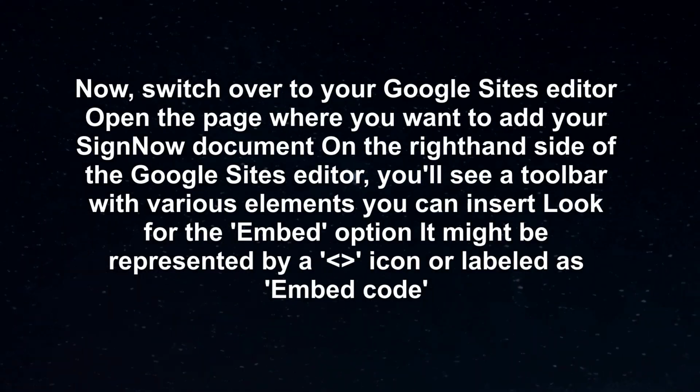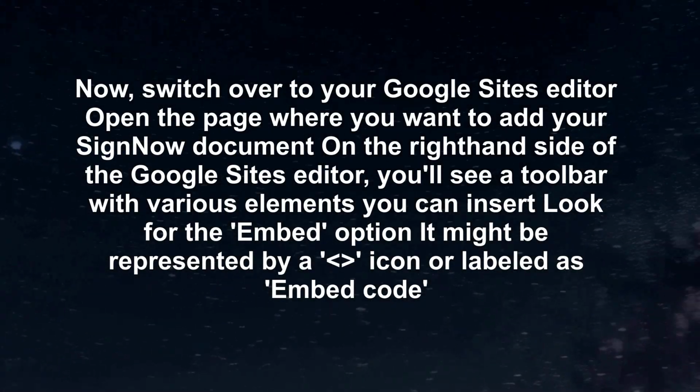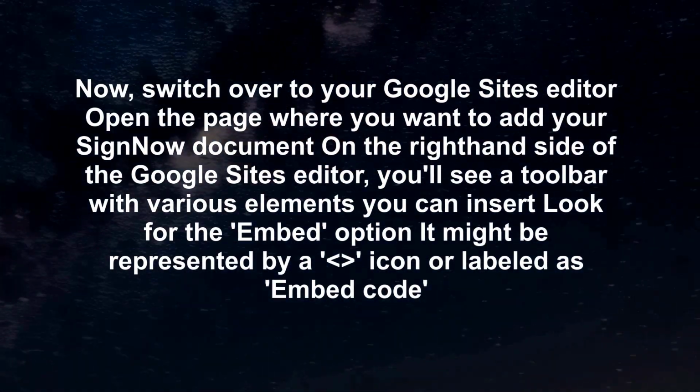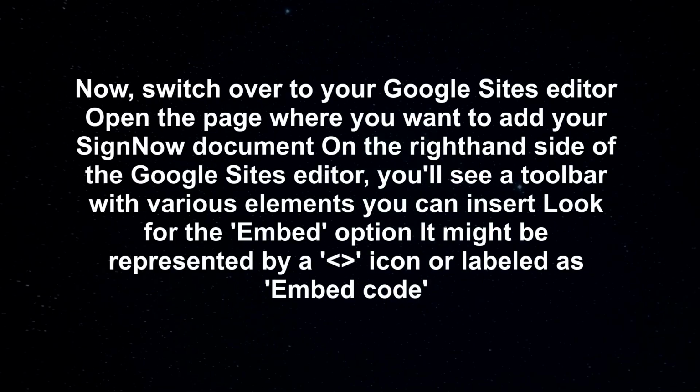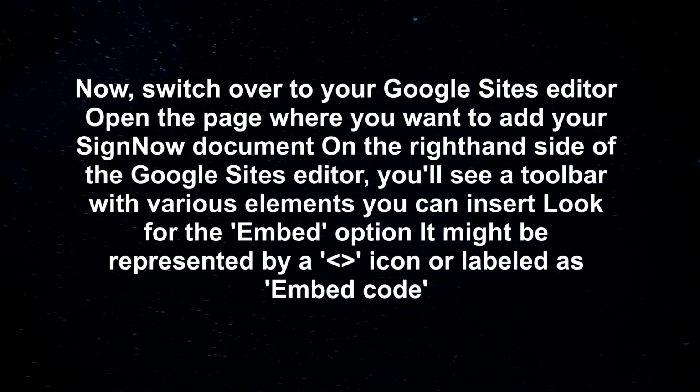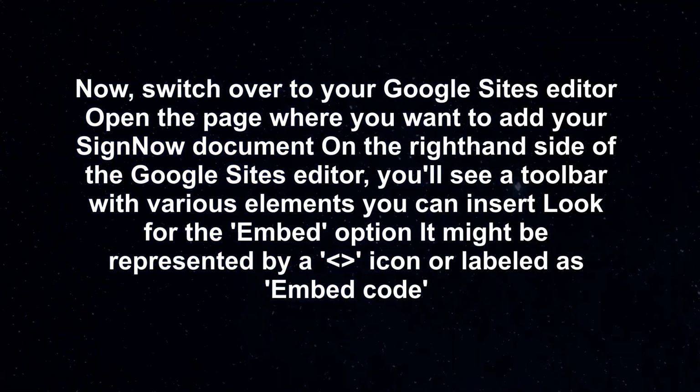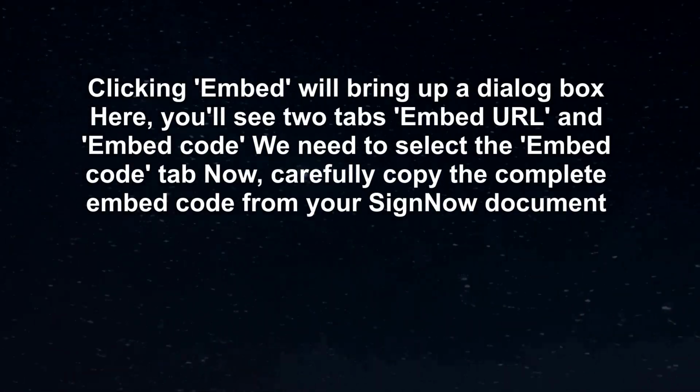Open the page where you want to add your SignNow document. On the right-hand side of the Google Sites editor, you'll see a toolbar with various elements you can insert. Look for the Embed option. It might be represented by an icon or labeled as Embed Code. Clicking Embed will bring up a dialog box.